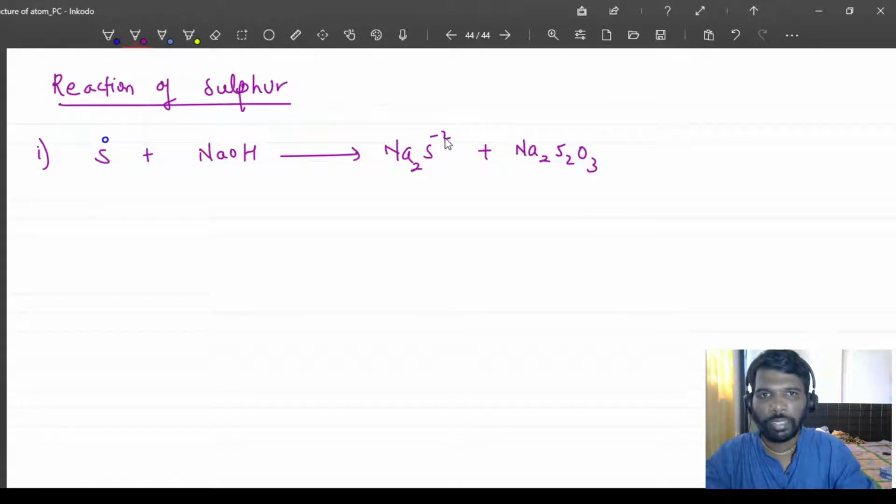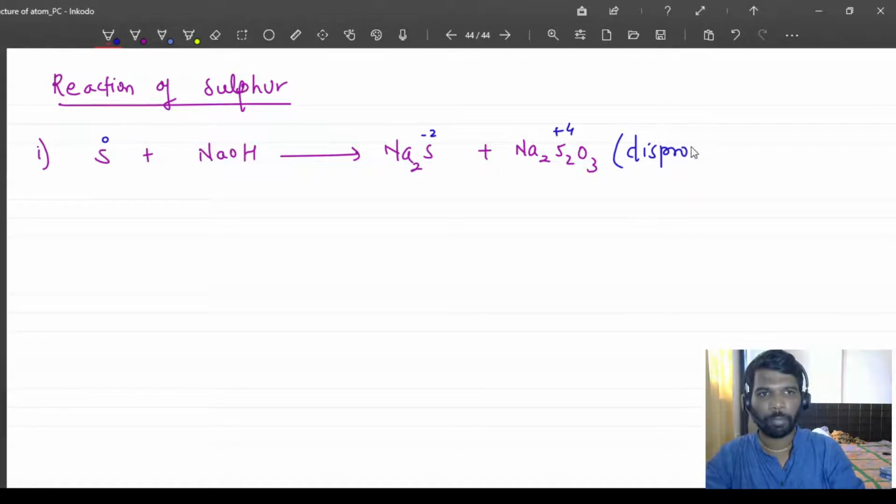this negative sign, this is a neutral compound. This negative sign is the oxidation state. I'll show you in a different color. This is -2, the oxidation state on the sulfur, and here this is the oxidation state. If you calculate on this sulfur, it will be +4. Means from 0, one compound you are getting where the oxidation state of the sulfur is -2, means it is getting reduced, and the other compound where the sulfur is being oxidized. Such type of reactions are called disproportionation reactions.